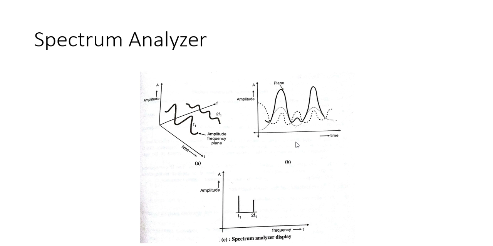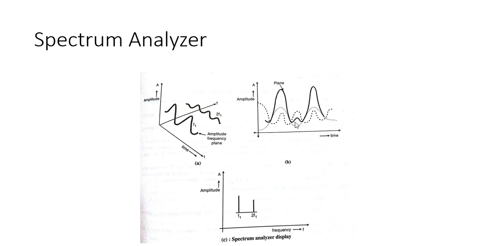Here a three-dimensional representation of a signal is shown in figure A. It shows time, frequency and amplitude at a time. This is our time, this is amplitude. From this side you will see the signal as in a CRO. And if you see the amplitude versus frequency from this side, you will see straight lines like this. For this one you will get a straight line like this, and for this second frequency you will get a straight line like this.